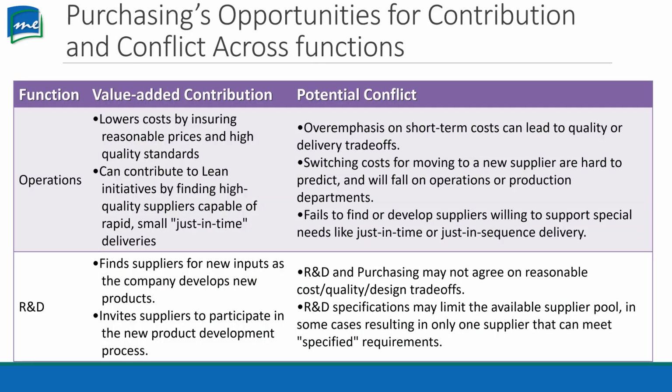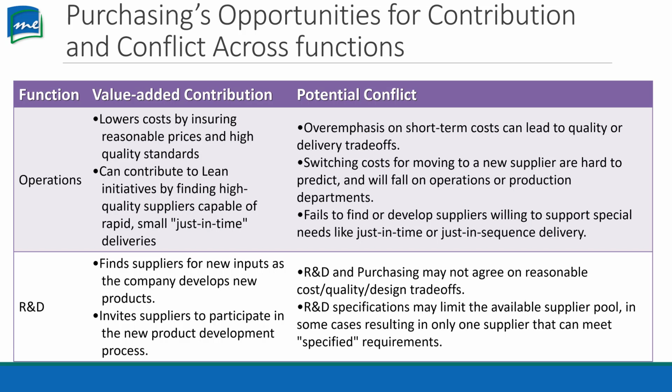So here's some other categories, such as operations and research and development. So these add value. So operations lowers costs by ensuring reasonable prices and quality standards. And they can contribute to lean initiatives by finding high quality suppliers capable of rapid just-in-time deliveries. However, operations does have conflicts. Sometimes they're overly concerned with the short-term cost, and they may compromise on quality or delivery because they're trying to get that quick win with a short-term cost reduction maybe.